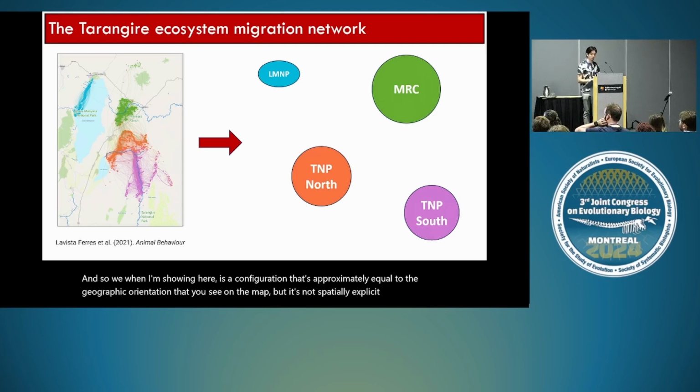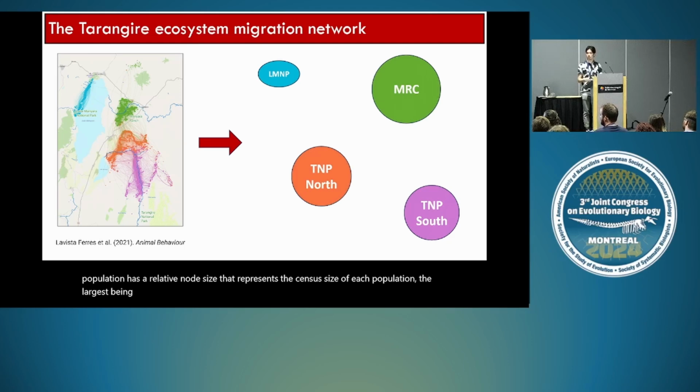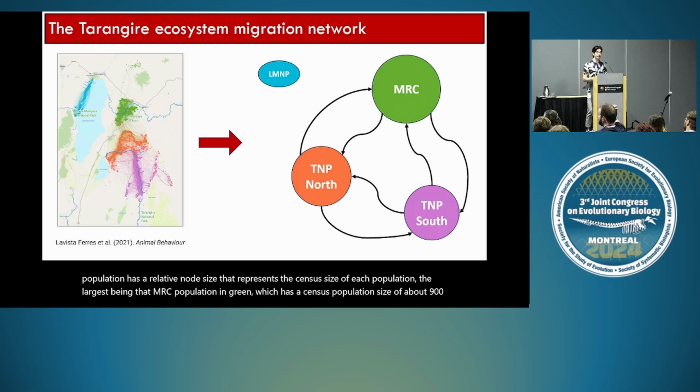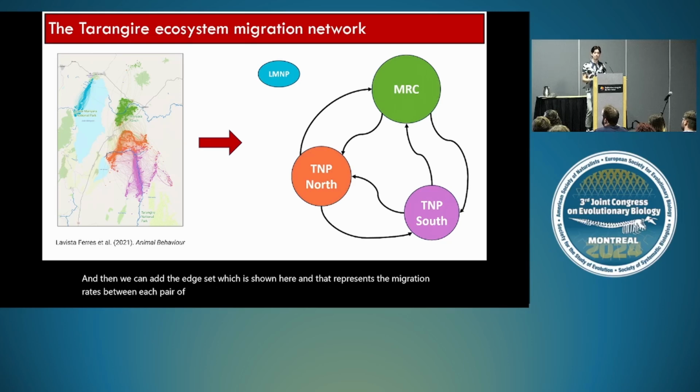And each subpopulation has a relative node size that represents the census size of each population, the largest being that MRC population in green, which has a census population size of about 900. And then we can add the edge set, which is shown here. And that represents the migration rates between each pair of subpopulations in both directions.